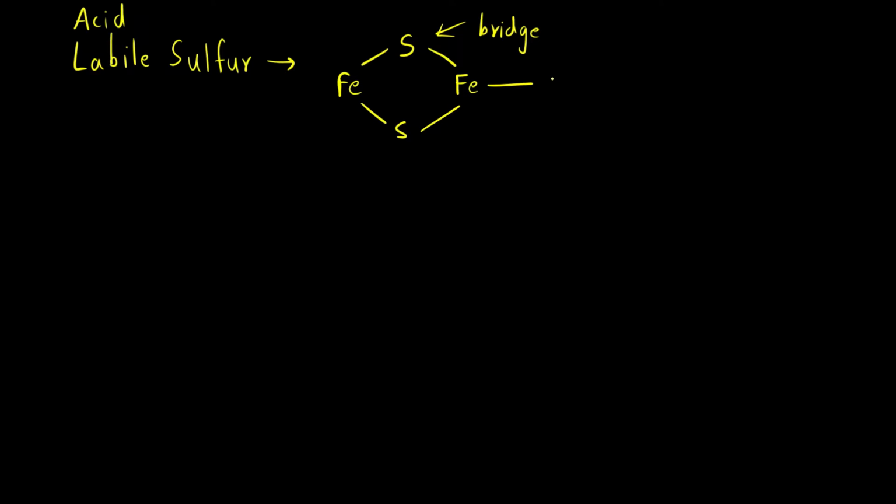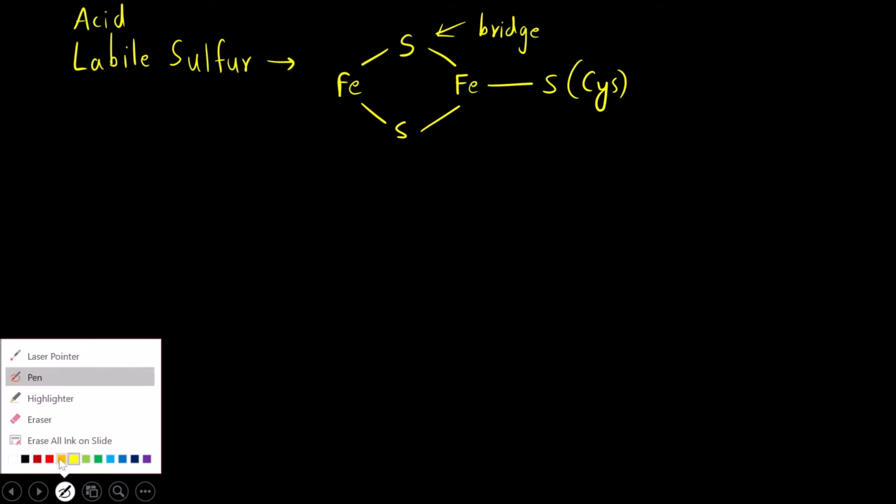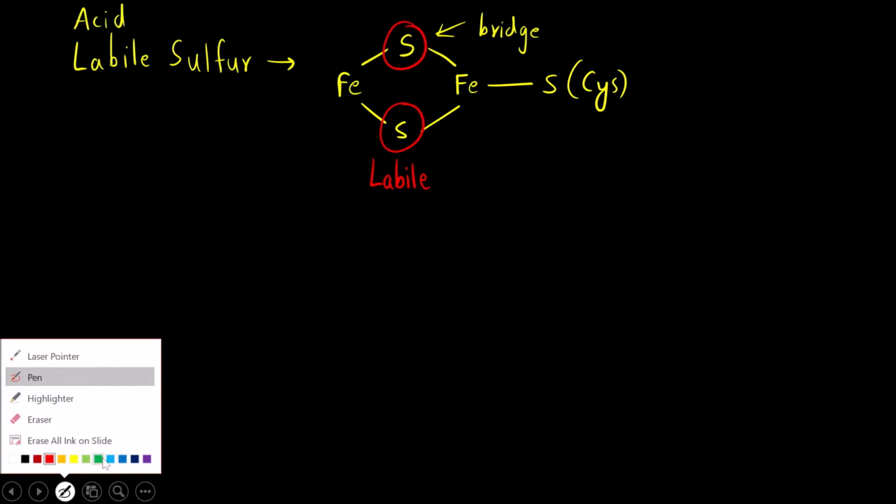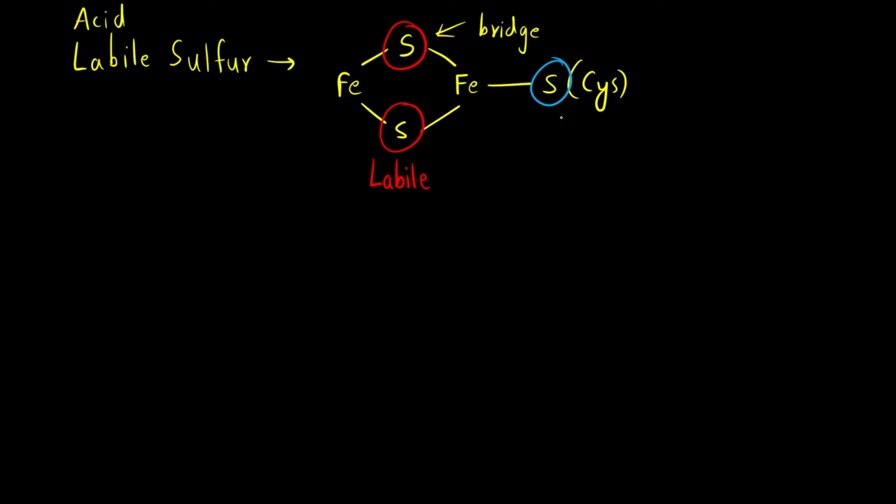And there is another sulfur which is from the amino acid cysteine. So there are two types of sulfurs here. One is these bridged sulfurs, and they are labile sulfurs. What is the meaning of labile, we'll understand in a moment. And the other sulfur, the one that is part of the amino acid, is called a non-labile sulfur. These sulfurs do not get released on reaction with acid.